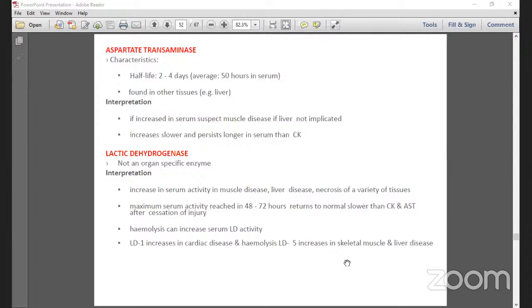And then the lactate dehydrogenase is not a specific enzyme because it's also present in other organs. It also has many isoenzymes, and any hemolysis can increase the serum lactate dehydrogenase. The enzyme number 1, the LD1, will increase in some cardiac disease or hemolysis, while the LD5 increases in case of skeletal muscle and also liver disease. Okay, next please.